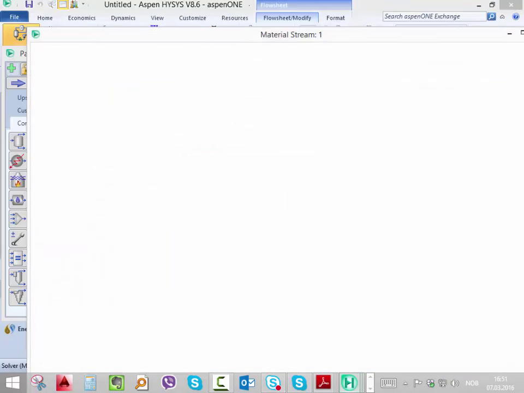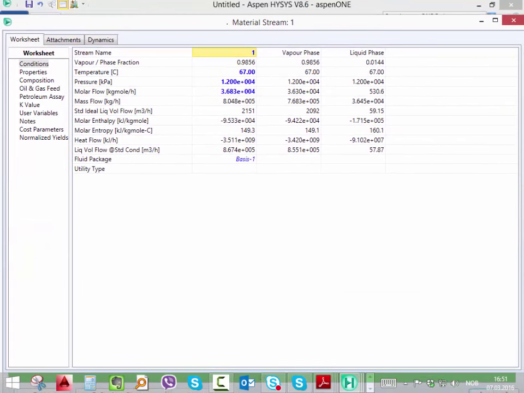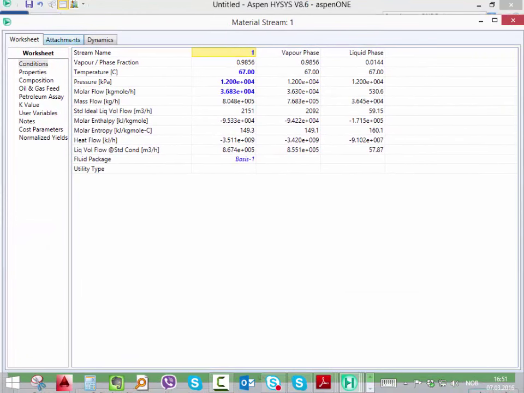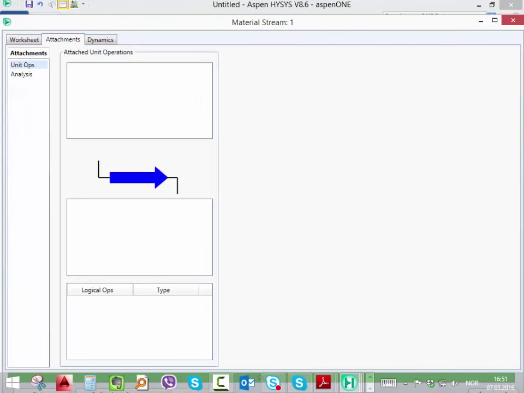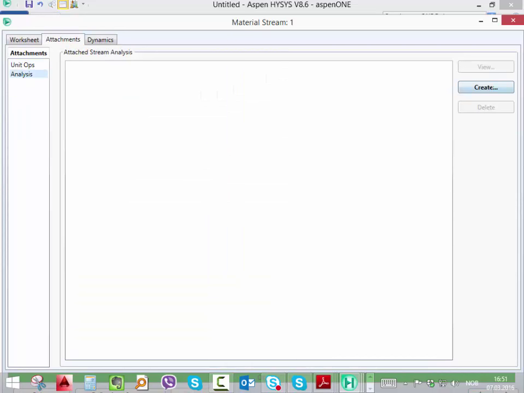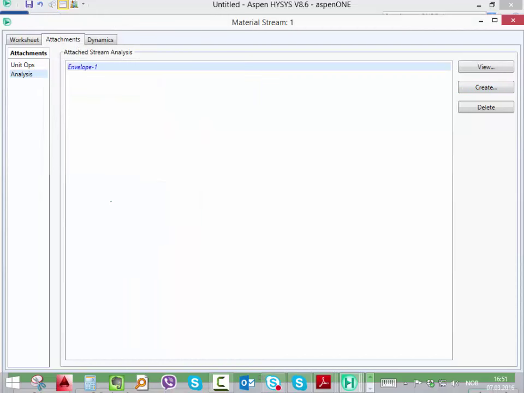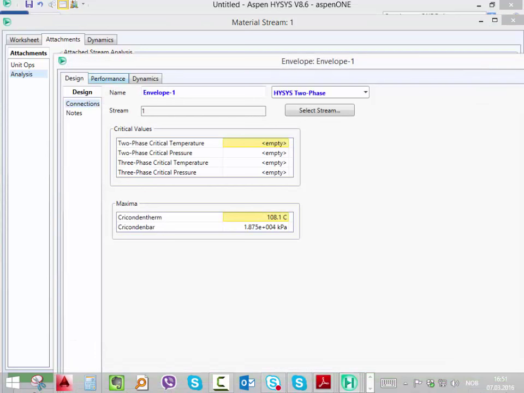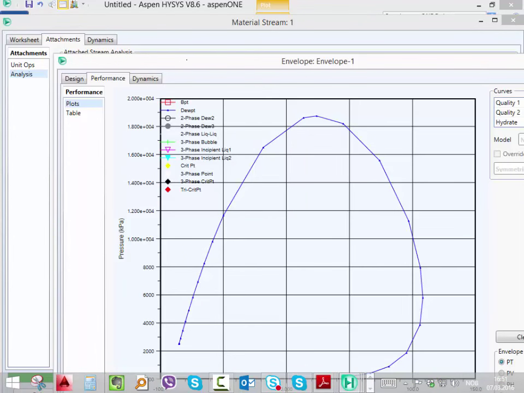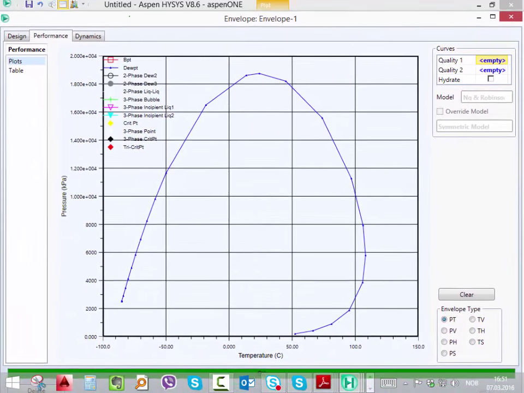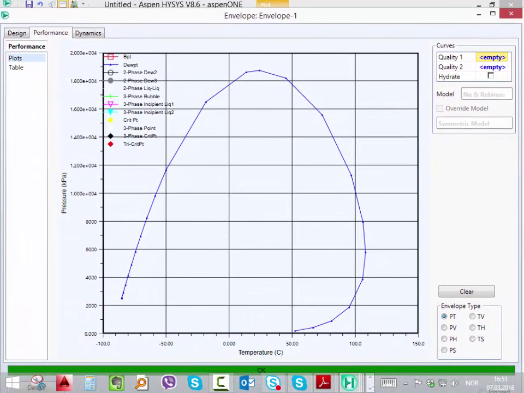Okay. So I open the stream. I go to attachments in the upper part. I go to analysis, and I click on create. And in this create, I see that there is something called envelope. Then I click on view. Performance is a bit difficult, cumbersome to enter, but finally, here is the envelope of the mixture.